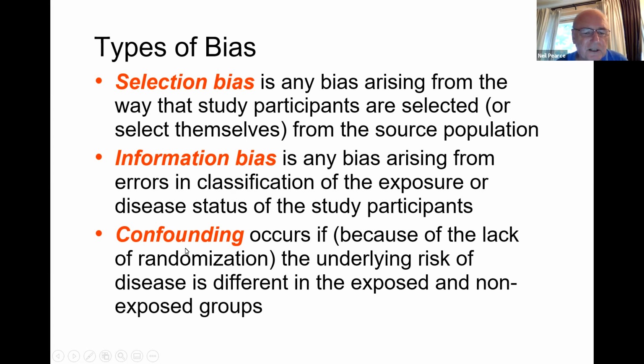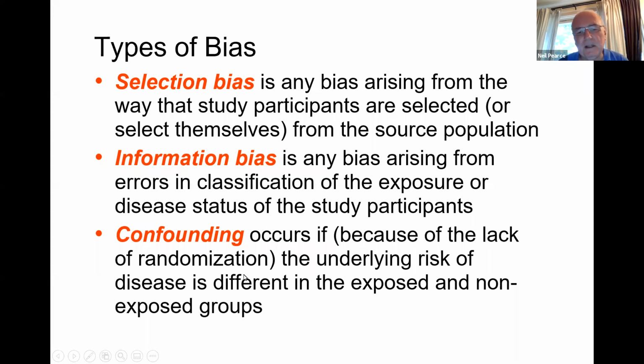And finally, logically, confounding actually comes first, but in practice, we try and deal with it in the analysis. Because in observational studies, the exposure has not been randomized, confounding can occur if, because of the lack of randomization, the underlying risk of disease is different in the non-exposed groups. And that's actually a property of the source population. Maybe the people who work with asbestos smoke more than the non-exposed people who don't work with asbestos. So that's inherent in the population, and it's something we have to try and minimize or adjust for. So confounding is an inherent property of the population we're studying.